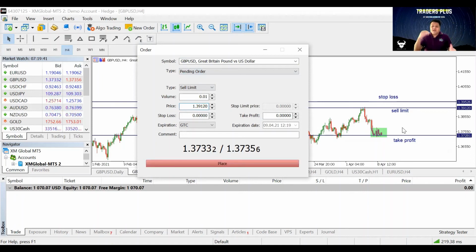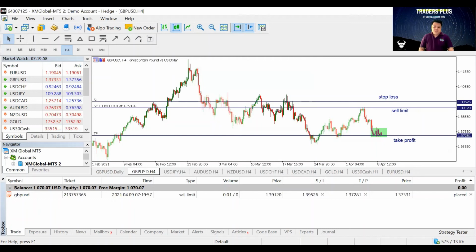So, ibig sabihin, pag umakyat doon, tsaka ka pala magsasell. Pero pag nagpatuloy yung umakyat hanggang 1.39526, stop loss na. Pag nagpunta sa 1.37281, take profit na. So makikita ninyo, nakaabang ka ng sell, pero may stop loss na depensa, and then may take profit. Yan po yung paggamit ng mga nilalagay ko rito. Hindi ito trade ideas o signal, ha? Illustration lang yan ng paano ilagay po yung mga stops and limits na orders.